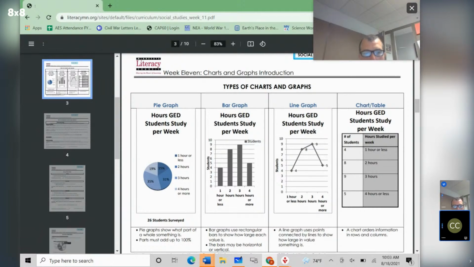All these are about the same title, hours GED students studied per week. So for the line graph, the students go up the left-hand side, and the hours are on the x-axis. Same thing with the bar graph: the students are up the y-axis going up and down, and the hours are on the bottom. So these are basically the 4 different types of graphs or charts you would see on a test. But what I want to do now is dig a little bit deeper into the pie graph.